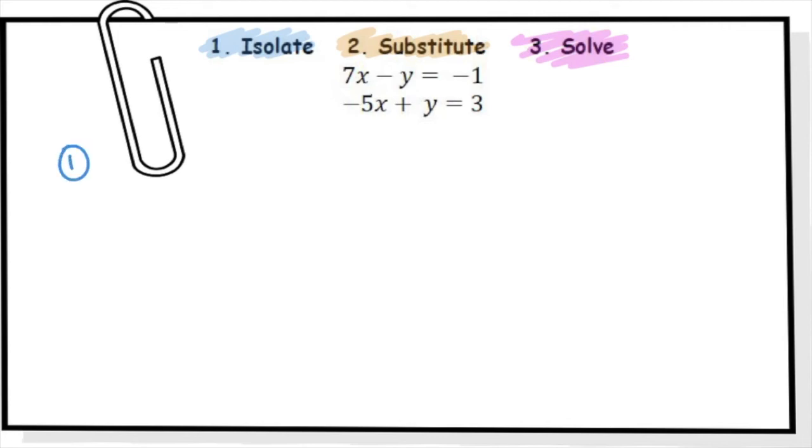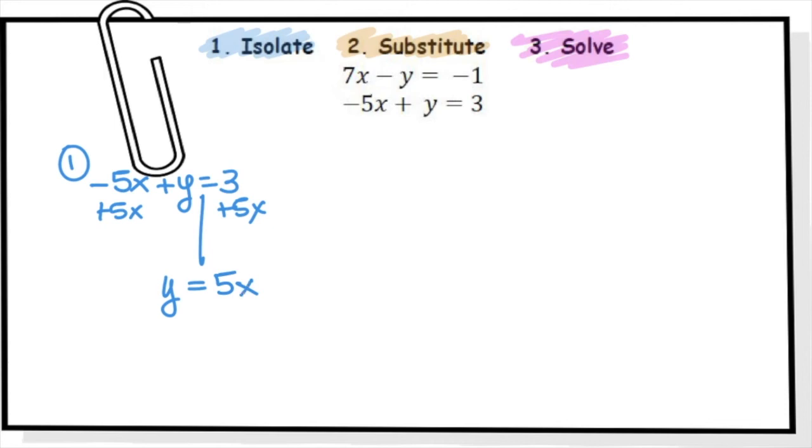Step number 1, we're going to use the second equation, negative 5x plus y equals 3. And we are going to isolate, meaning I'm going to leave my y alone. So in this case, I need to cancel the negative 5x with a positive 5x. Positive 5x. So the x's are going to cancel on this side, and here I'm going to have 5x plus 3. So there is my isolation.